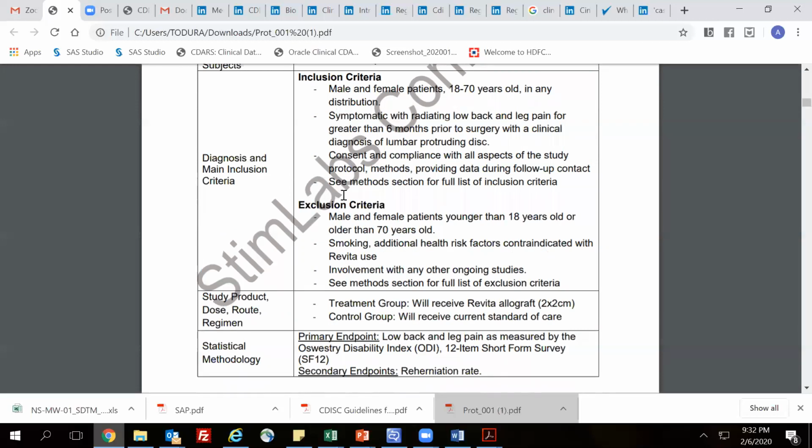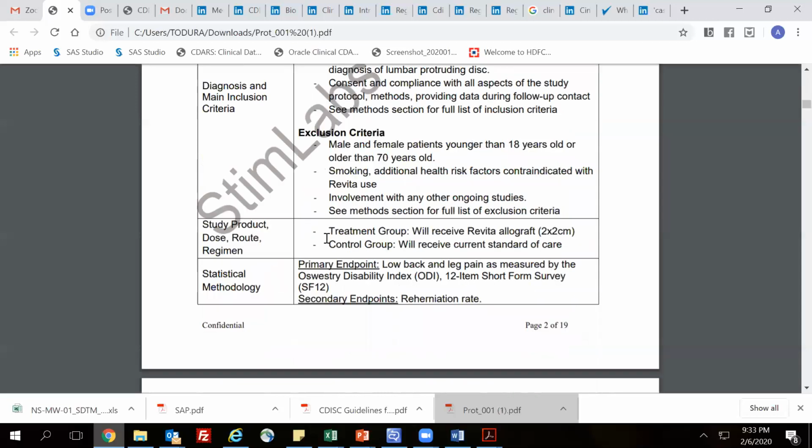So that is described under exclusion criteria. Okay, and then the study protocol dose will be designed, like how much dose they have to take, and the route, meaning how they have to take it, whether they swallow it or take it by injection. All of this will be mentioned in the protocol. Complete information about the study will be mentioned.